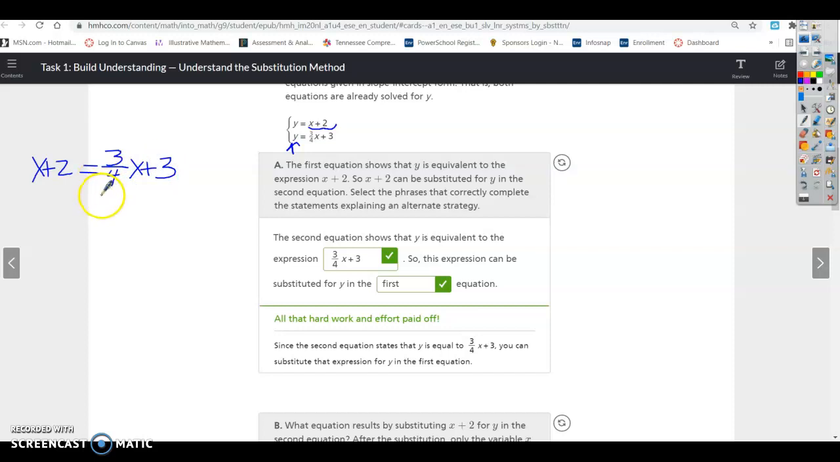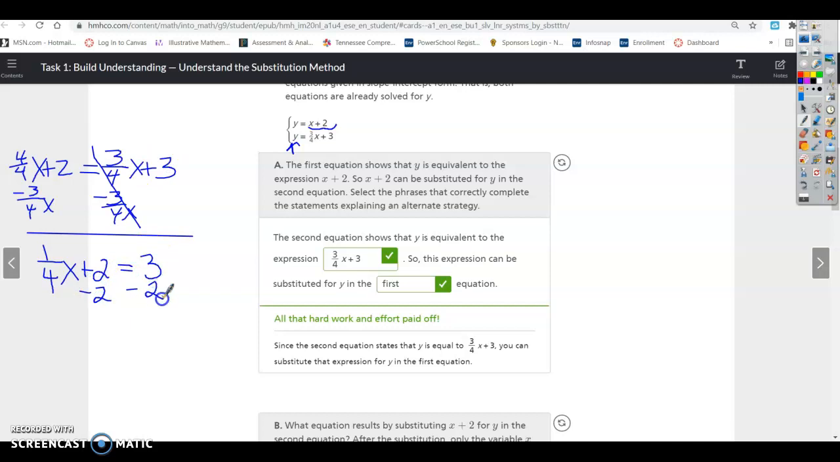So let's subtract 3/4 x from both sides. When we have 1x, that's like 4/4. That's 1 whole x is 4/4. So 4/4 minus 3/4 is 1/4 x. It's going to cancel here. We still have this plus 2, and we have equals 3. Now we want to subtract 2 from both sides. So we have 1/4 x equals 3 minus 2 is 1.